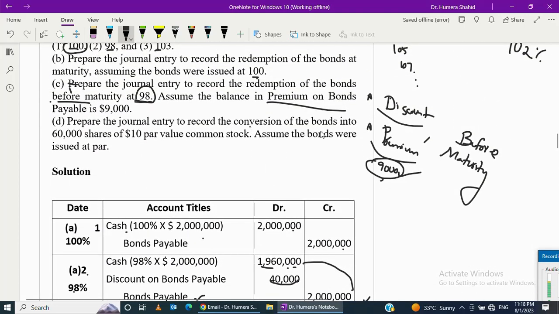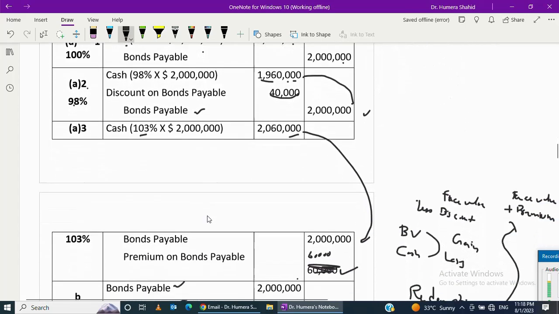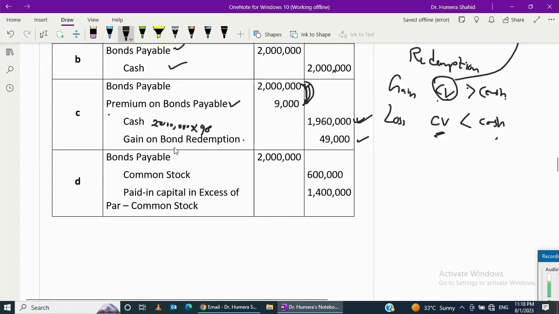Prepare the journal entry to record the conversion of bonds into 60,000 shares of $10 par value common stock. Assume that the bonds were issued at par. So the value of the bond was 2 million. So let's redeem. If you remember, when I was discussing the theory content of this chapter, I told you that conversion does not have gain or loss. In case of conversion, we add extra stuff in paid in capital account. Loss or gain comes only in case of redemption.